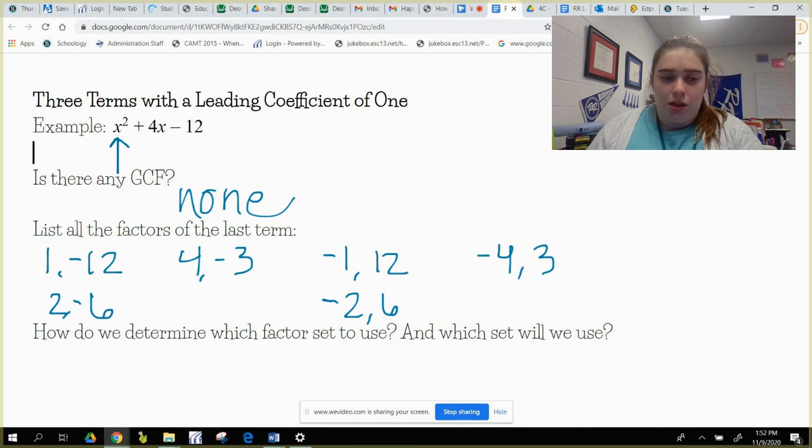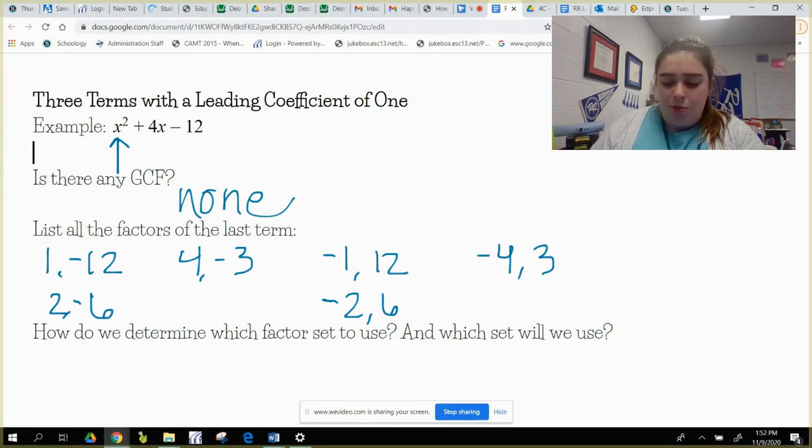Okay, so the reason I wrote those sets again, but in a different way, is because for example, in that 1, -12 set, the 12 doesn't have to be negative. It just has to be one of those numbers. So it could be the 1 or the 12 that's negative, okay? So those are all the factors for -12, okay? And you'll see why we wrote all of them. Right now, we're going to determine which factor set we're going to use next.